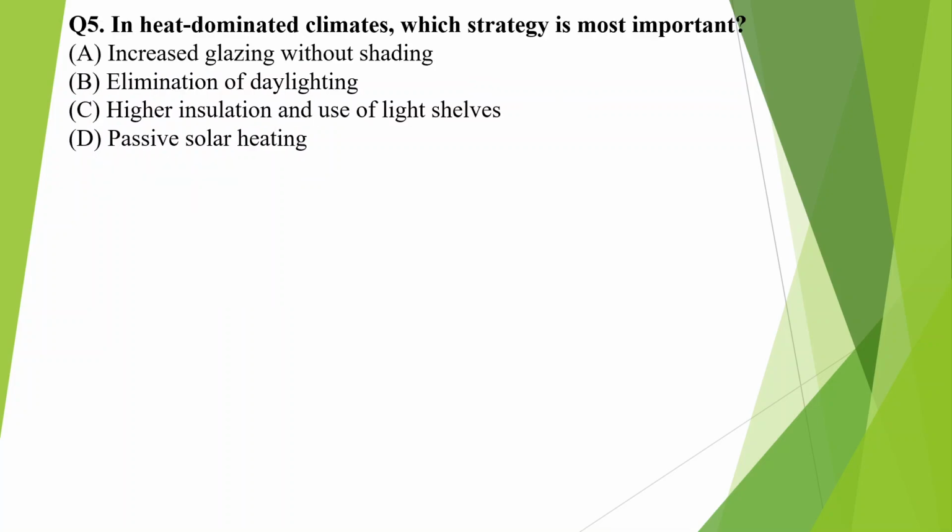Question number five, guys, is here that I have projected in front of you all. It is asking: in heat dominated climates, which strategy is most important? Option A, increased glazing without shading, or option B, elimination of daylight, or option C, higher insulation and use of light shelves, or option D, passive solar heating. Out of the four options for question number 5, which do you think is the correct answer?